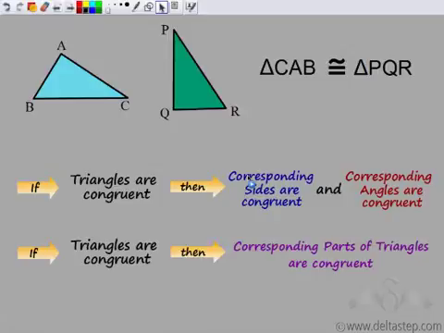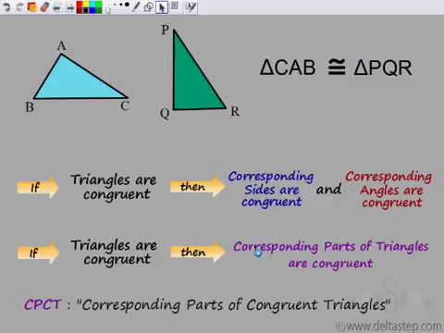Again, this is a pretty long sentence. So rather than this, I can use a shorthand notation which is CPCT, which indicates corresponding parts of congruent triangles. So CPCT is a short form by which you can say that if two triangles are congruent, then the corresponding parts would also be congruent.